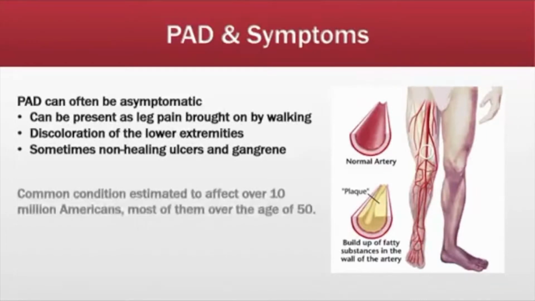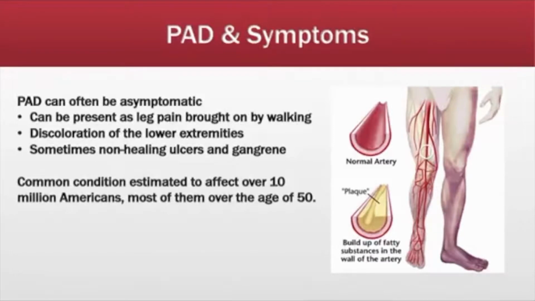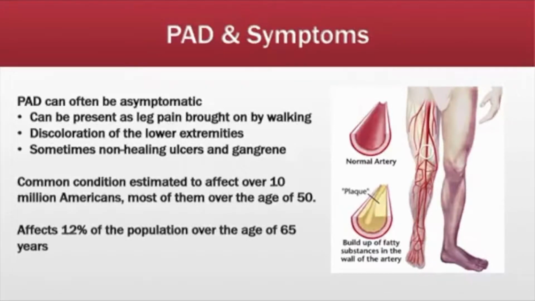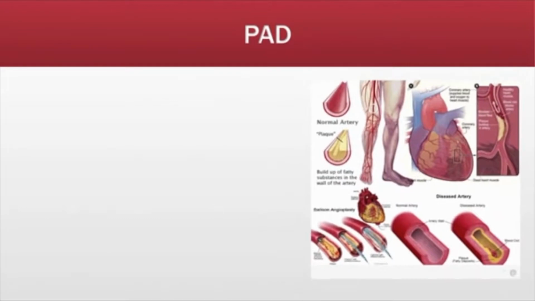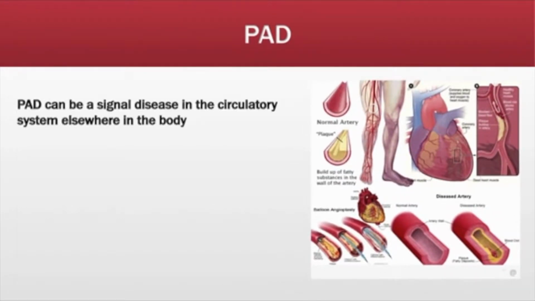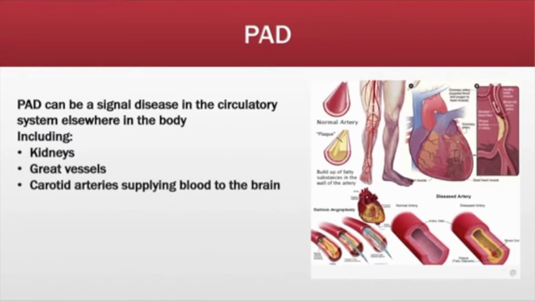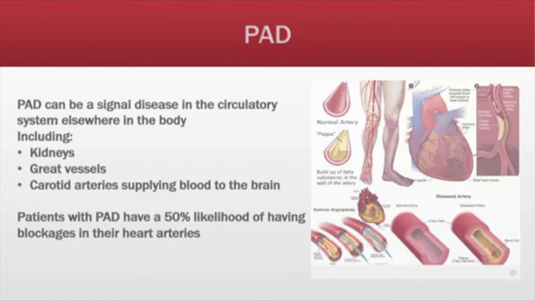PAD is a very common condition estimated to affect over 10 million Americans, most of them over the age of 50. It affects 12% of the population over the age of 65. PAD can be a signal of disease in the circulatory system elsewhere in the body, including the kidneys, great vessels, and the carotid arteries supplying blood to the brain. Patients with PAD have a 50% likelihood of having blockages in the heart arteries.